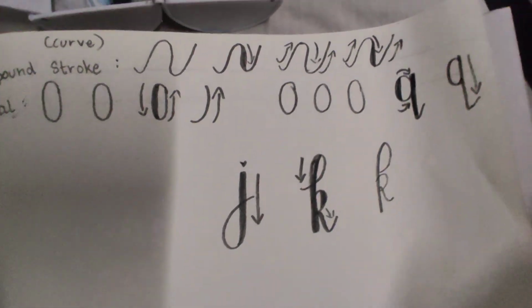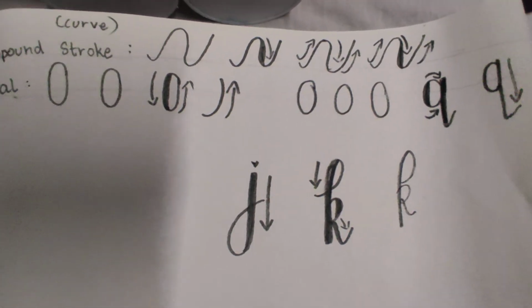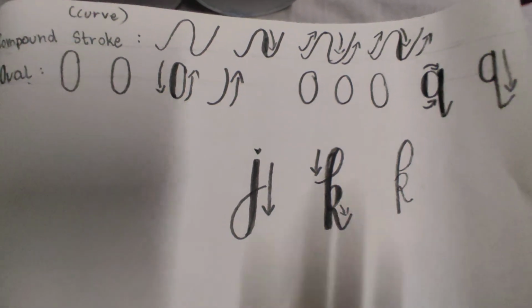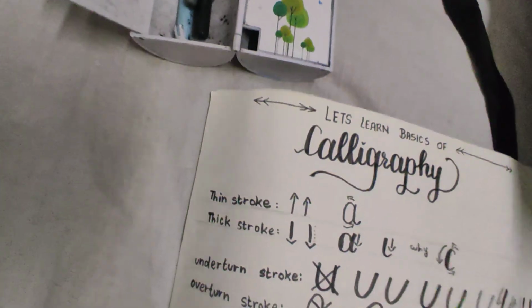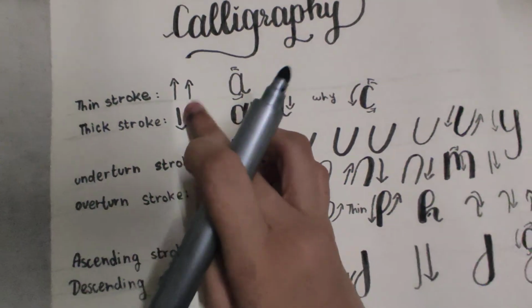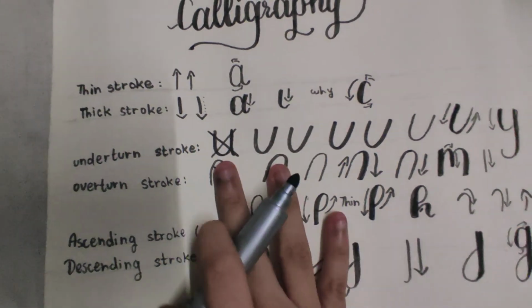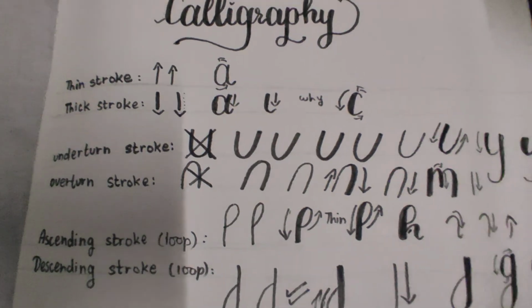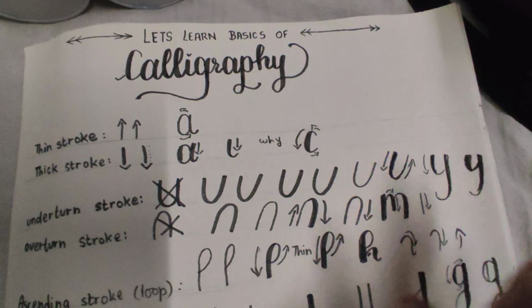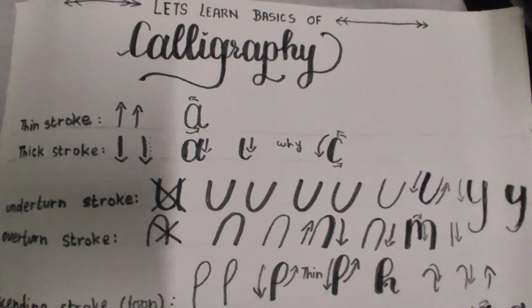So that's how you can make any letters very easily in calligraphy. If you practice all these steps, the thin stroke, thick stroke, underturn stroke, overturn, ascending, descending, oval and compound curve, if you learn all these, you will definitely learn calligraphy.